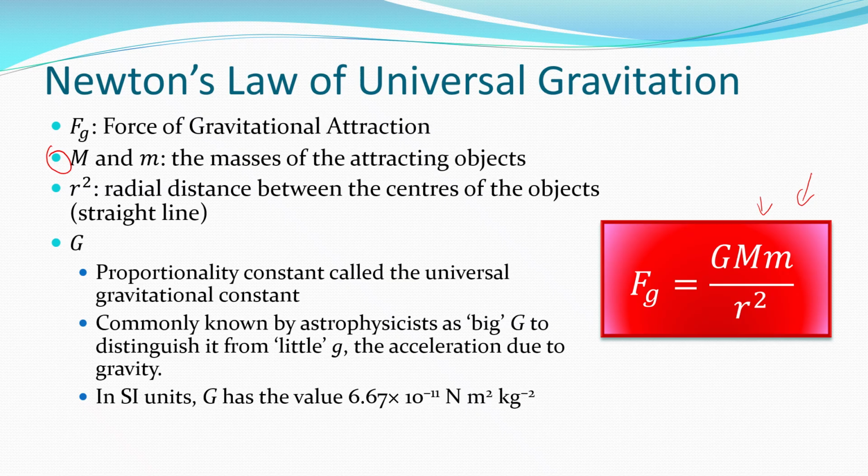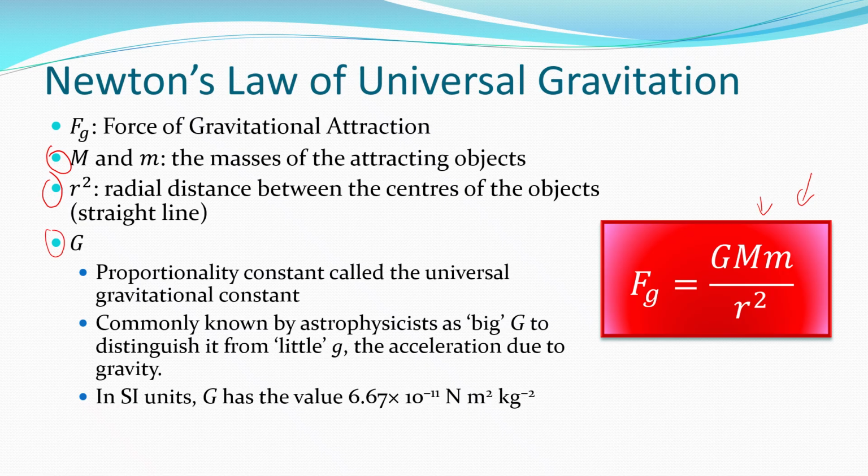The big M tends to refer to the object with more mass, and the smaller m is the one with less mass. So if it's, say, the force of gravity between you and Earth, the capital M would be the mass of Earth, and the lowercase one would be yours. But if they're two objects of the same mass, say we're looking at the force of gravity between two protons, then both m's are the same. Our r squared, it's an inverse square relationship, is the distance between the centers of the objects in a straight line.